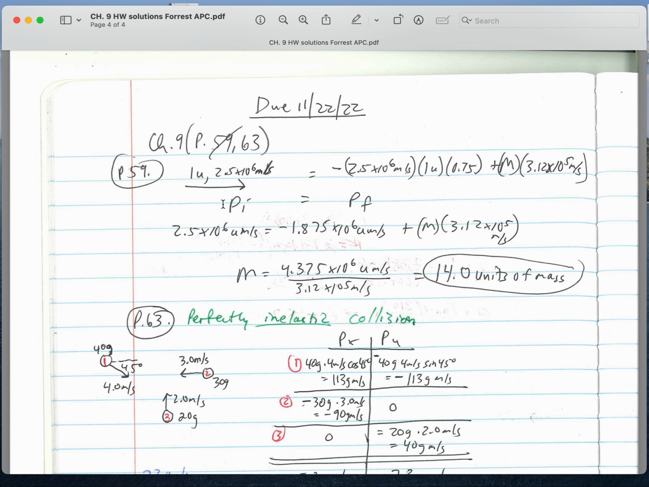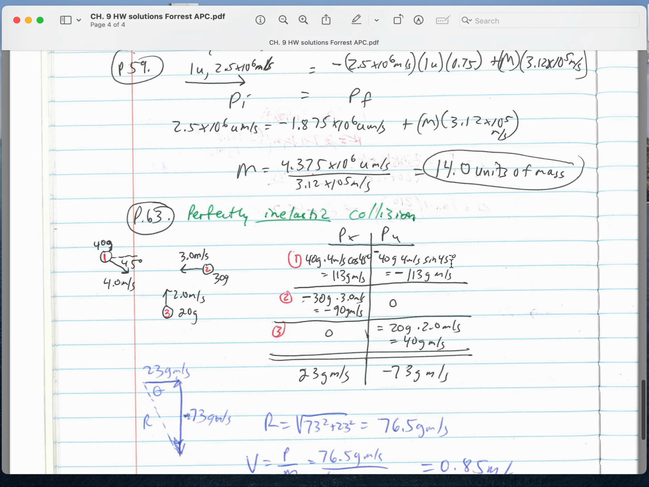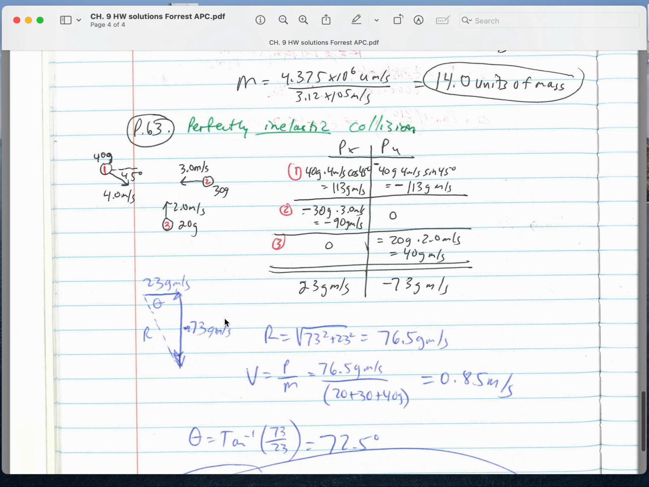So I simply set momentum initial equal to momentum final. The only thing I don't know is the mass. So that says that the mass is 14 units. So that might be something like an isotope of carbon or oxygen or something like that. Nitrogen, maybe nitrogen.